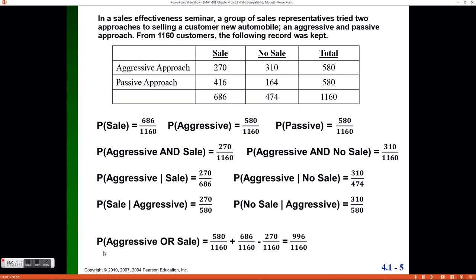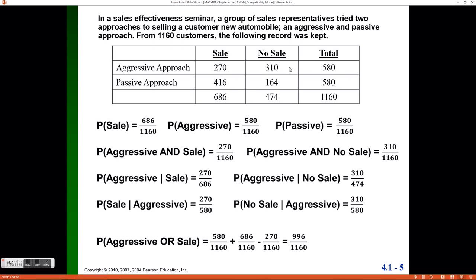Finally, if I wanted to calculate the probability of the aggressive approach being used on a customer or there was a sale, I'm going to use the addition formula that we had from last week. So what I want to look at is all the customers who had one or the other of these two traits. Looking at the aggressive approach, I know that there are 580 customers who had that trait. And as far as sales are concerned, there are 686 customers who bought a car.